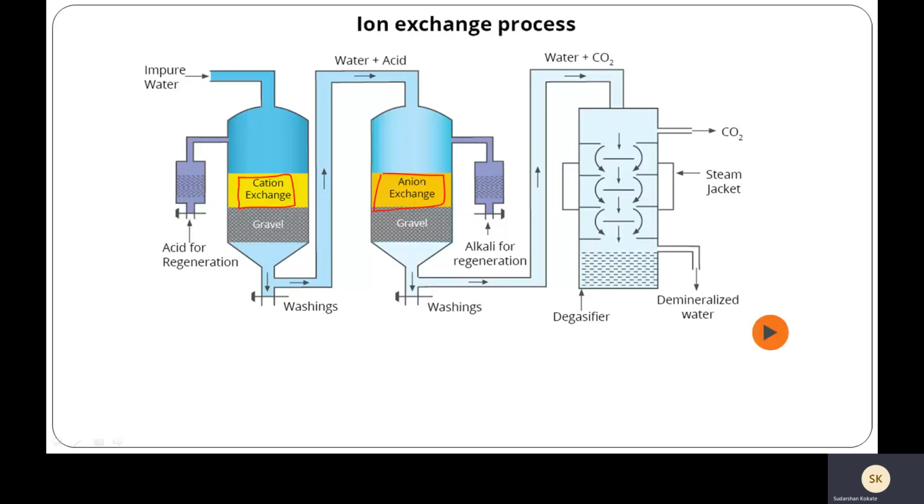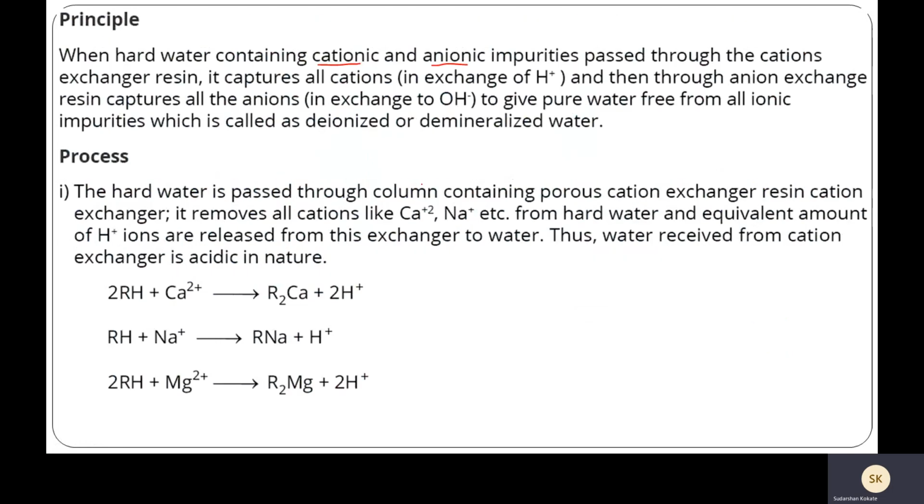For the regeneration, dilute HCl or H2SO4 is passed through the cation exchanger chamber, right? The calcium and magnesium ions are replaced by the H+, and dilute NaOH is passed through the anion exchanger chamber for the regeneration of the anion exchanger, right? See the basic reaction in the process.